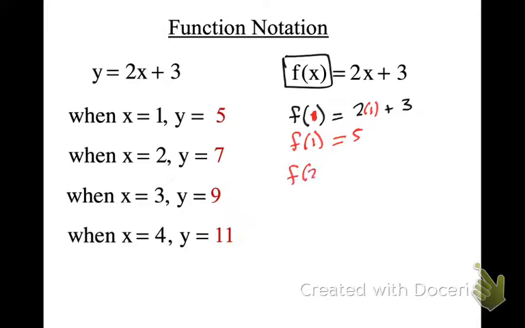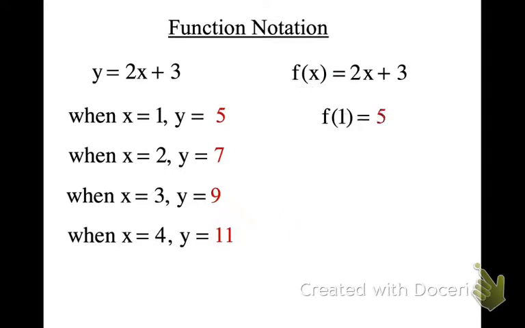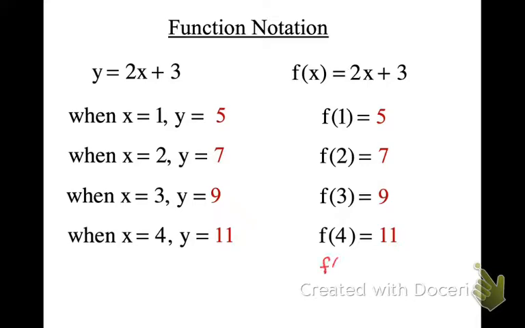I could say the function of 2, and then I'm substituting 2 times 2 plus 3, so the function of 2 is equal to 7. Okay? How would I write the next one? Okay, the f of 3 equals 9. And the next one would be the f of 4 equals 11. Could I figure out the next? I could. The f of 5 equals 2 times 5 plus 3. So the f of 5 is equal to 13.